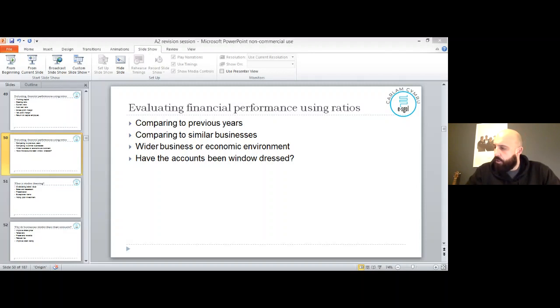Saving on average costs, getting rid of maybe poor staff, okay, and ultimately, hopefully lead to higher profits and ultimately higher returns to shareholders.